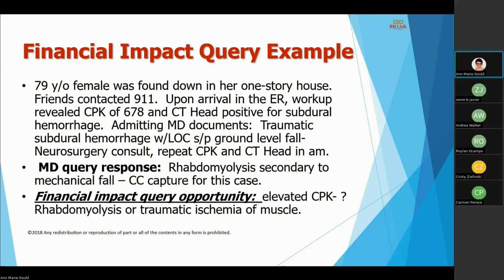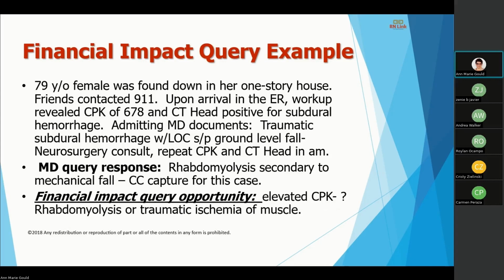Neurosurgery consulted, repeat CPK and CT head in AM. So a query was sent to the provider, and the query response received from the MD: rhabdomyolysis secondary to mechanical fall. So we got a CC capture for this case. The financial impact query opportunity was the elevated CPK. Is it rhabdomyolysis or is it traumatic ischemia of muscle?